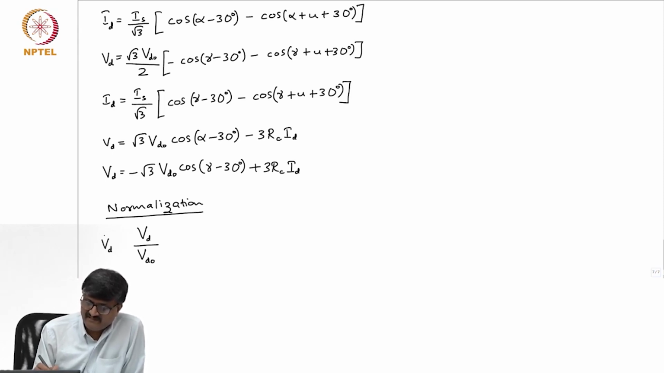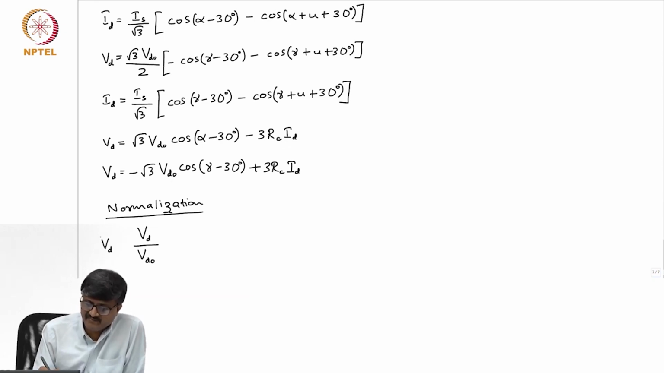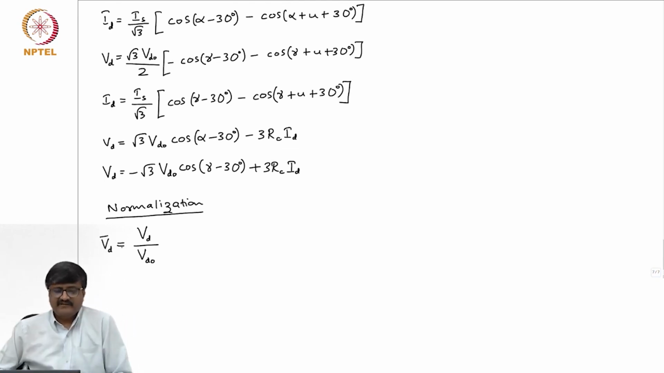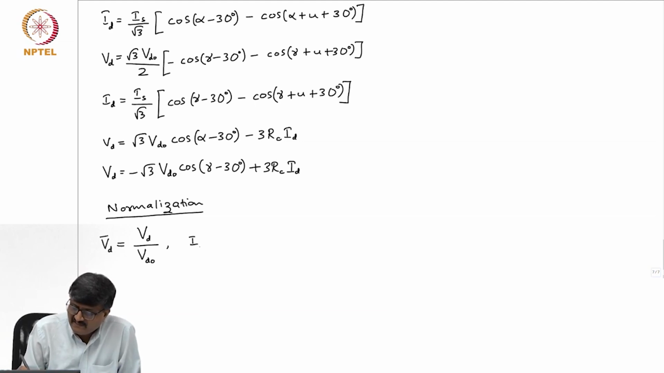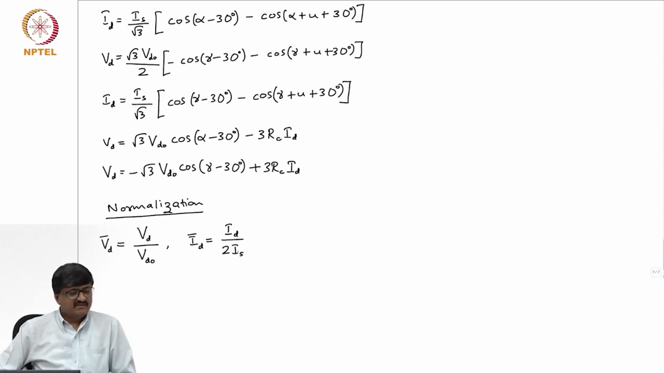So I differentiate between the actual VD and the VD in per unit by a bar. So VD bar is the DC side voltage in per unit, which is defined as the actual VD divided by the base value VDO. Similarly, if I take the current ID, the normalized current or the current in per unit on the DC side is defined as the actual current divided by the base value. So here we choose the base value as 2Is.